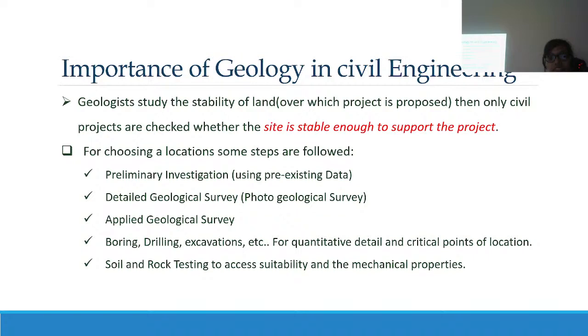Excavation etc. for quantitative detail and critical point of location.